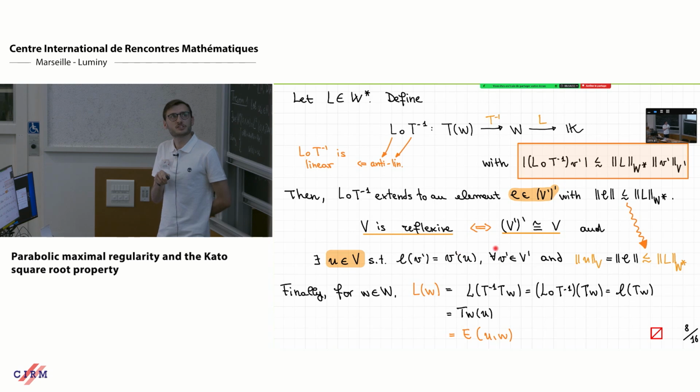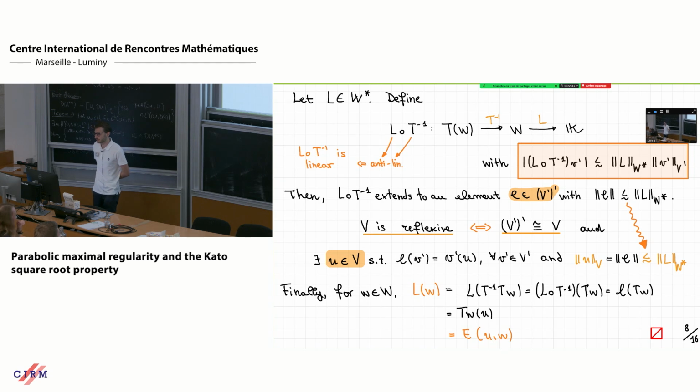And this canonical injection is also an isometry map, so the norm of this element U in V is the same as the norm of the L in the dual space V dual, which is bounded by the norm of L in W star. So we obtained the a priori bound, and we are only left to see that we can represent the action of this functional by the sesquilinear form.